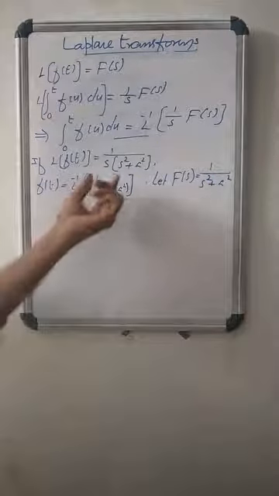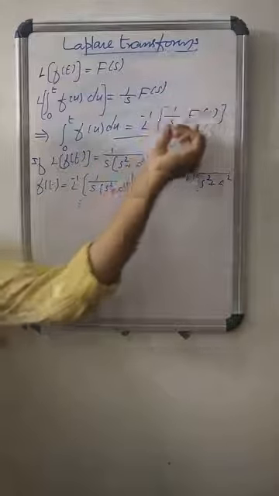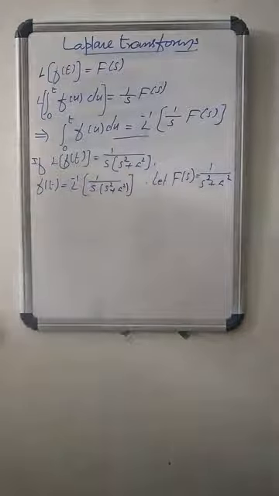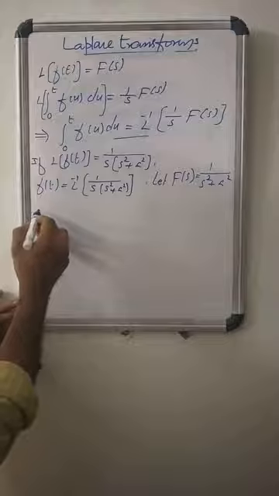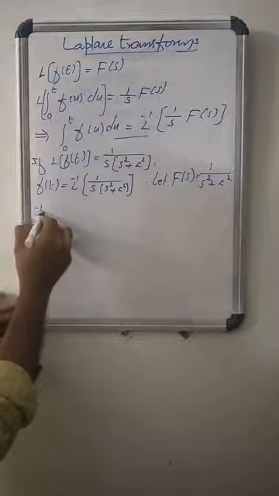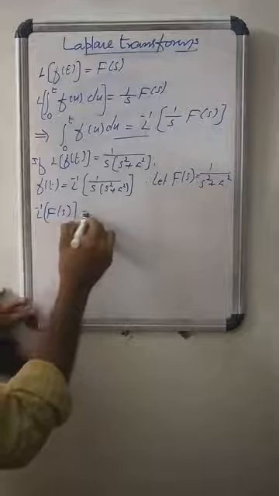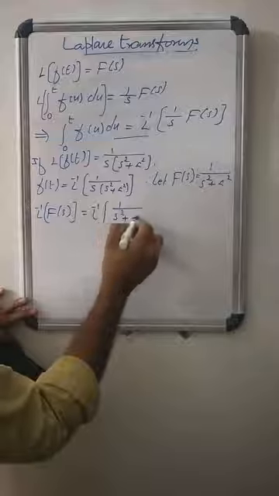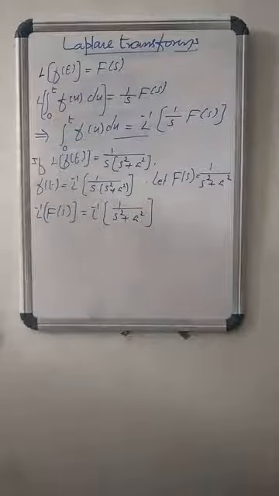1/(s² + a²). Why? The given 1/(s(s² + a²)) is of the form 1/s times F(s), so F(s) is 1/(s² + a²). Agreed. So let F(s) be 1/(s² + a²). What is L inverse of F(s)? L inverse of F(s) equals L inverse of 1/(s² + a²).